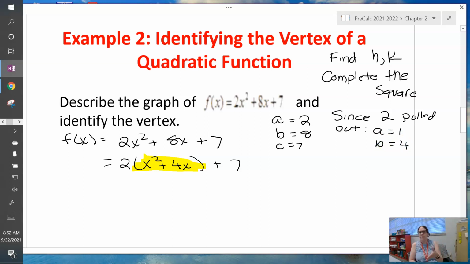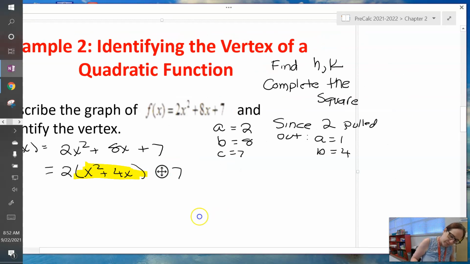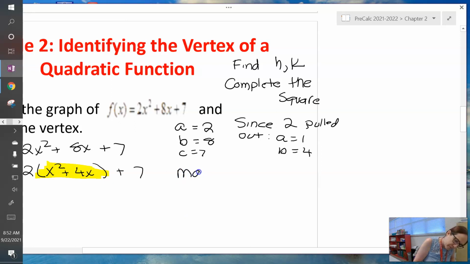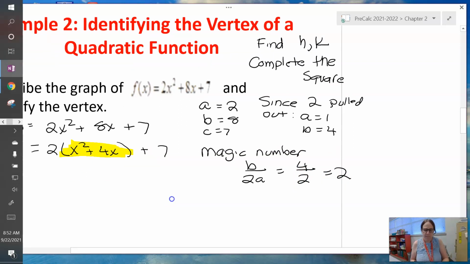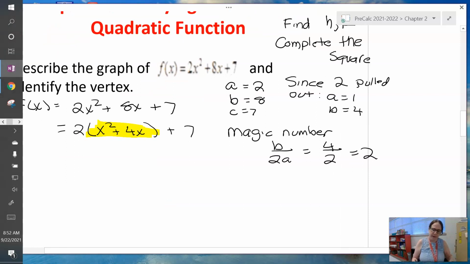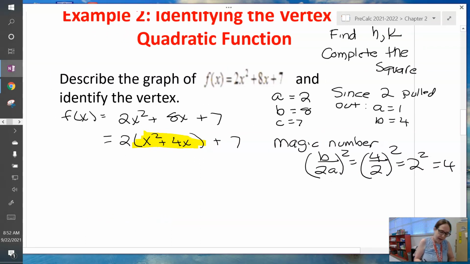And I'm going to use a and b to find what I call the magic number. And that's going to be b over 2a. So 4 over 2 equals 2. I'm then going to square the magic number. So I need to square this, square this, square this. That gives me 4. That's what I'm going to add.